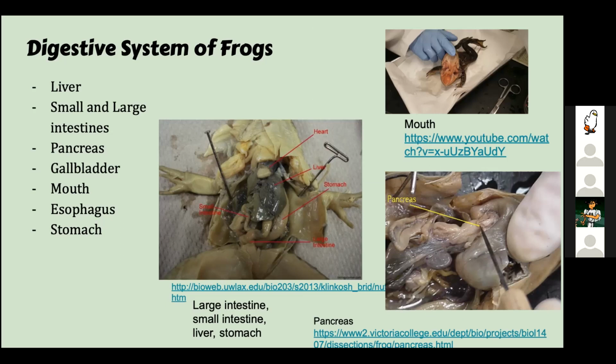And for the frogs, during our dissection, here are found the labels for liver, small and large intestines, pancreas, gallbladder, mouth, esophagus, and stomach.